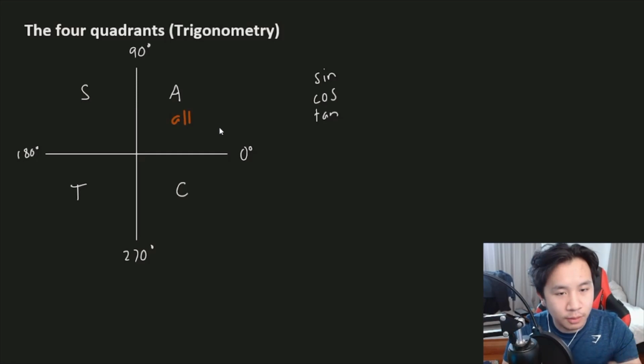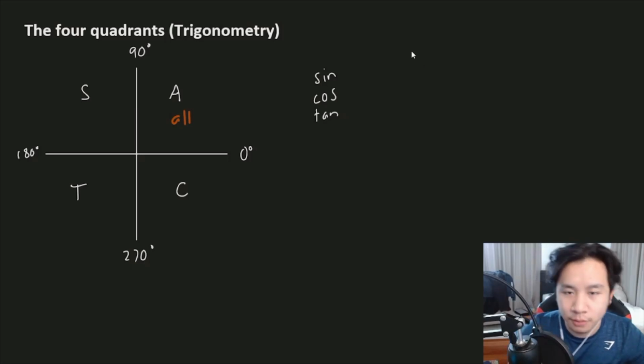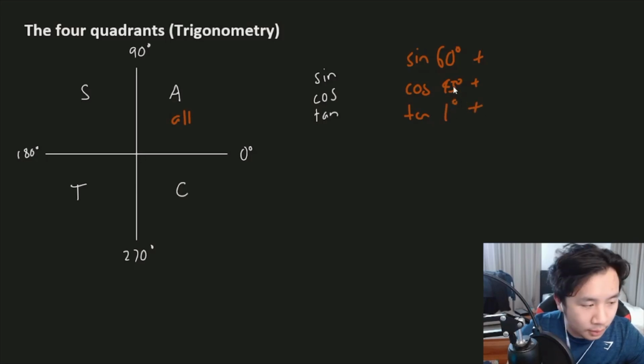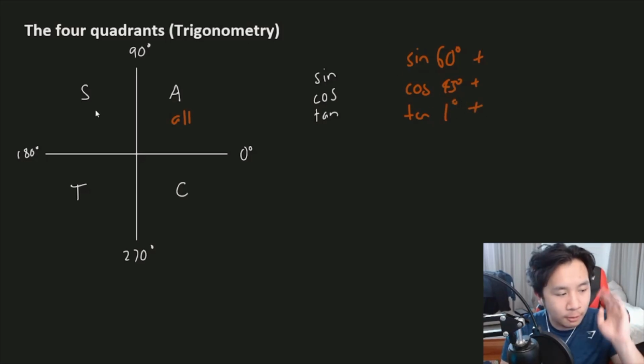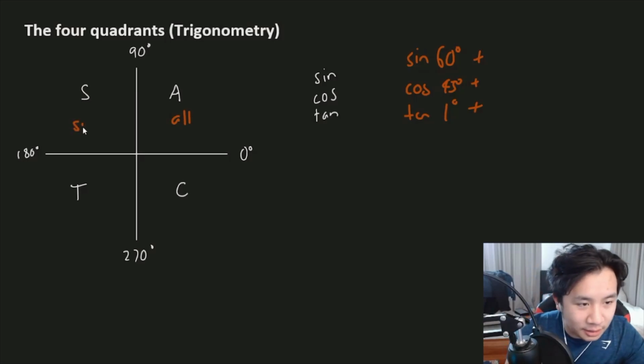And what this tells you is if you have an angle from 0 to 90 degrees, all the trig ratios would be positive. So for example, if you had sine 60 degrees, that would be positive. Cos 45 degrees, that would be positive. Tan 1 even will be positive.